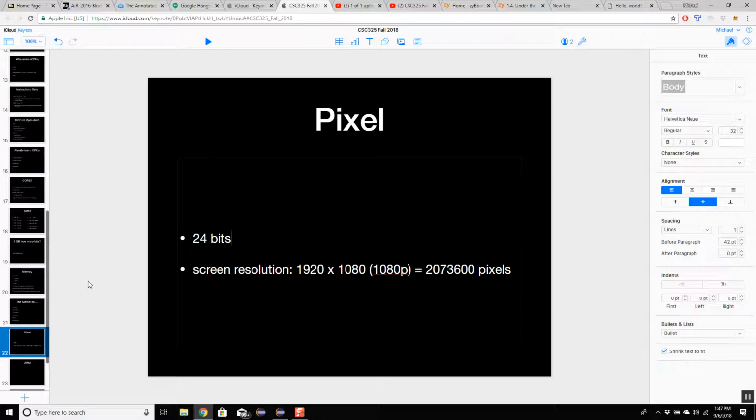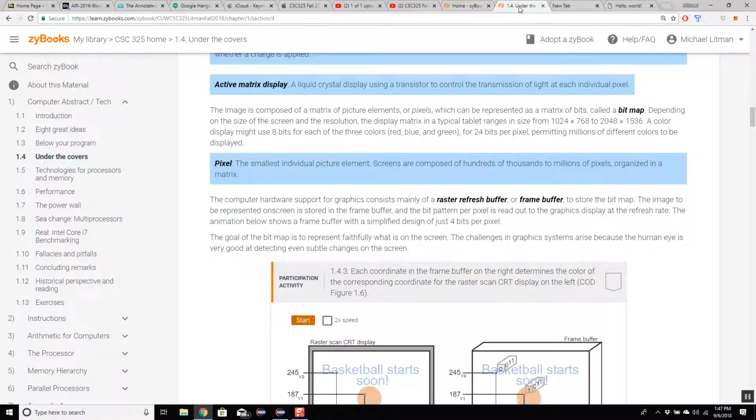Okay, so when we think about pixels, we want to kind of think about what the underlying memory cost might be for storing a single pixel, and how does it need to be stored? What kind of speed is it stored for?